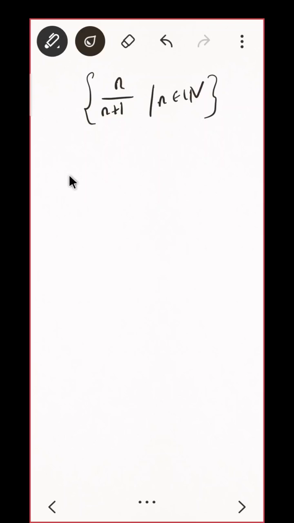Hello, can you hear me? If I put n equal to 1, what is the first element? 1 by 2, no? What is the next one? 2 by 3. What is the next one? 3 by 4, 4 by 5, like that. Do you agree?